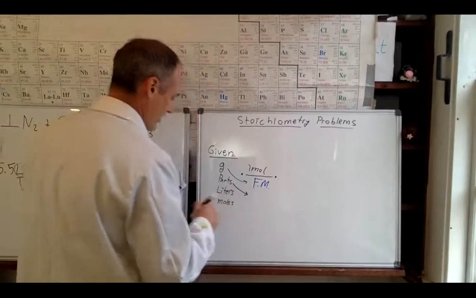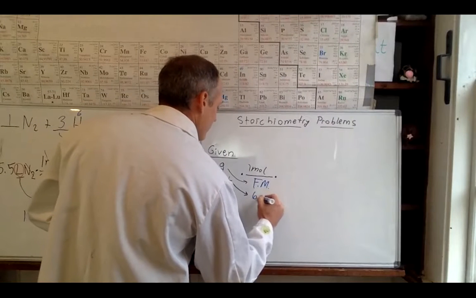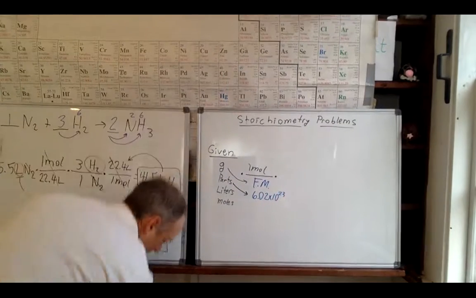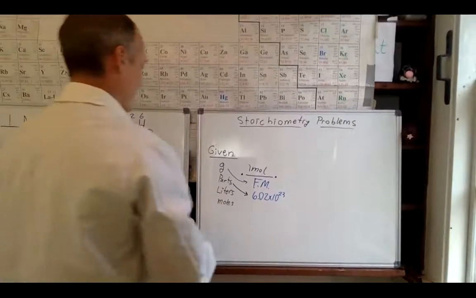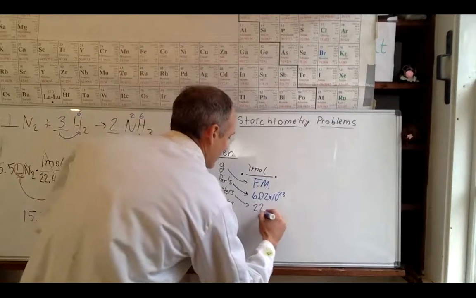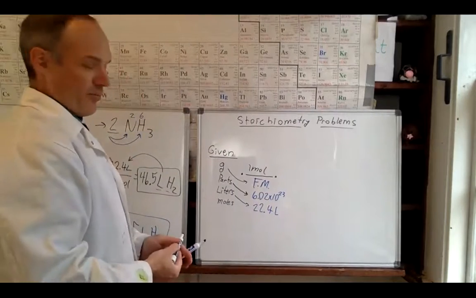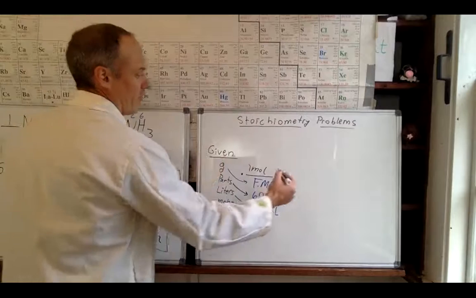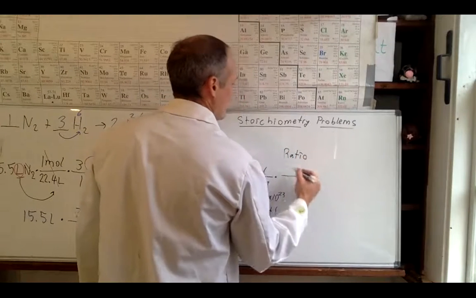If it's parts, we didn't actually see any of these, but if it was parts, then you divide by the 6.02 times 10 to the 23rd, right? And then if it was liters, then you would divide by the 22.4, okay? But if it's moles, you get to skip that step because that step is to convert it to moles. So then you go to the ratio step.